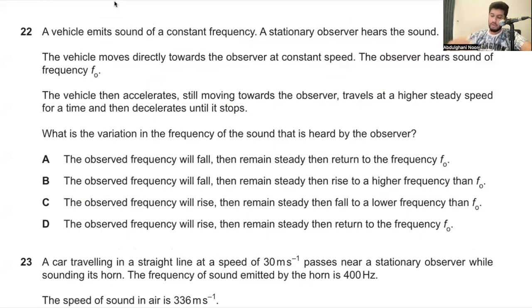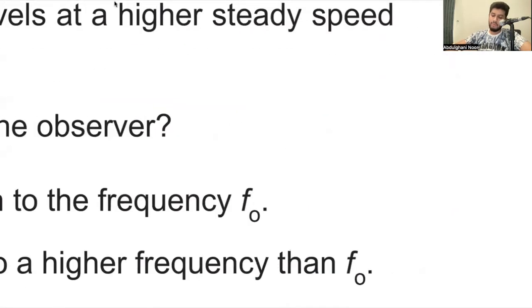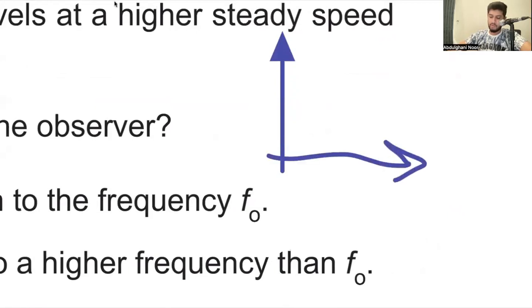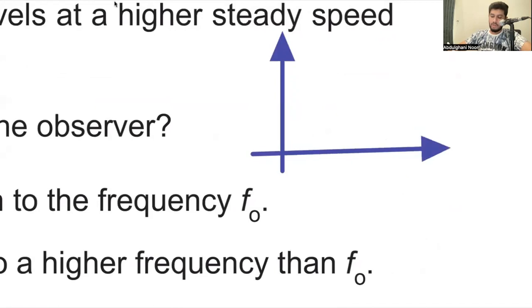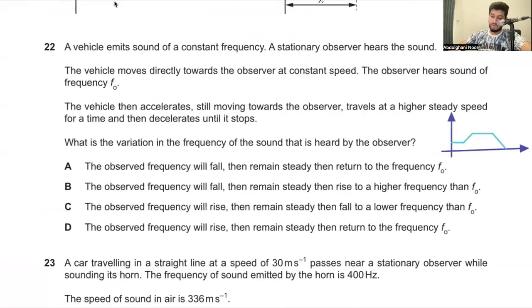decelerates until it stops. Now, what I would like to do here is draw the speed time graph, or the velocity time graph, of the vehicle. The question said that the vehicle initially moves at a constant speed. The vehicle then accelerates, then moves at a constant speed, and then it decelerates until it becomes 0. So directly towards the observer at a constant speed, then accelerates, it then travels at a higher steady speed, and then it decelerates until it stops.